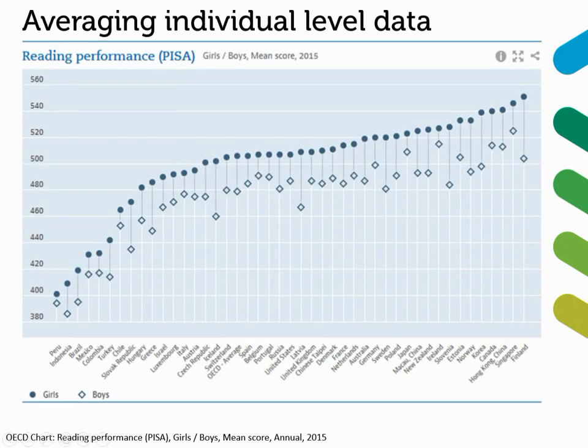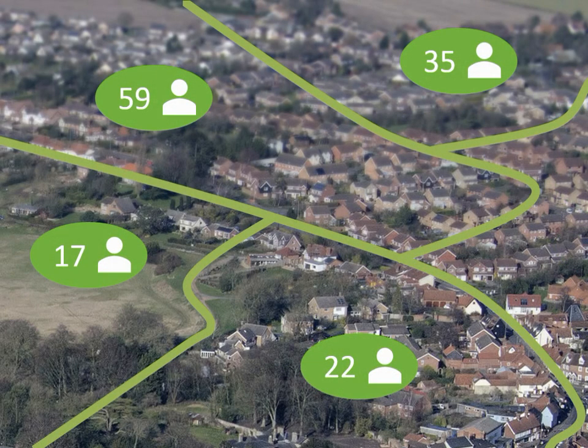So in this example, data from reading performance scores from individual girls and boys has been combined to produce average scores by gender for each country. So here, girls are represented by the circles and boys by diamonds. Usually, aggregate data are data with a geographic unit like a country or census ward.